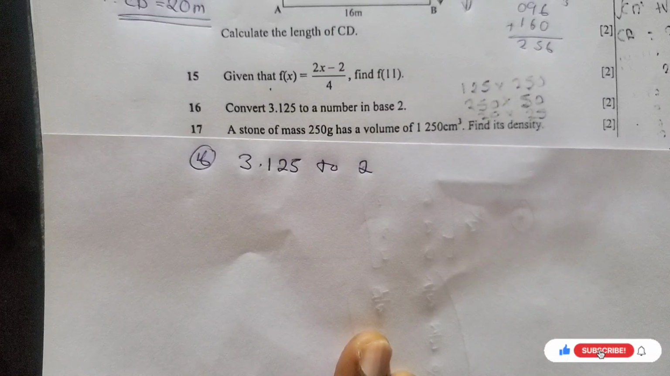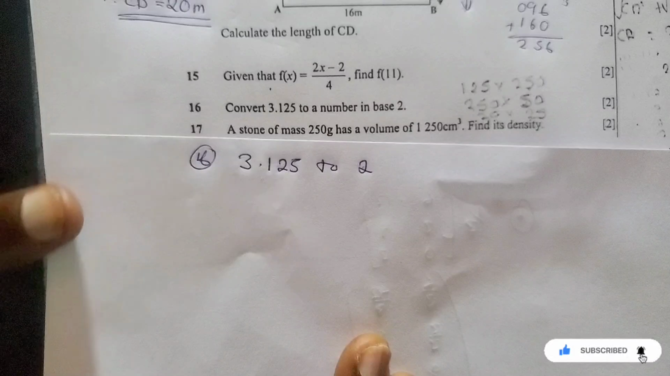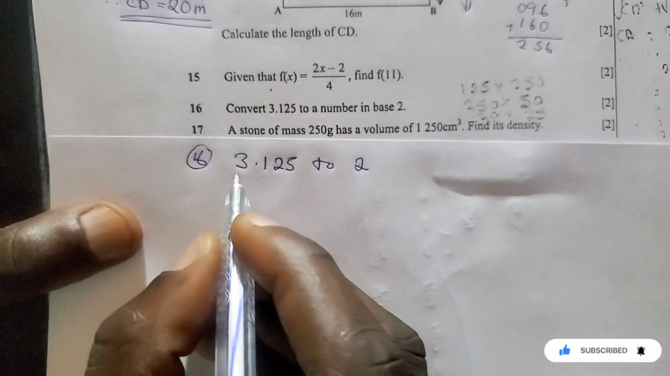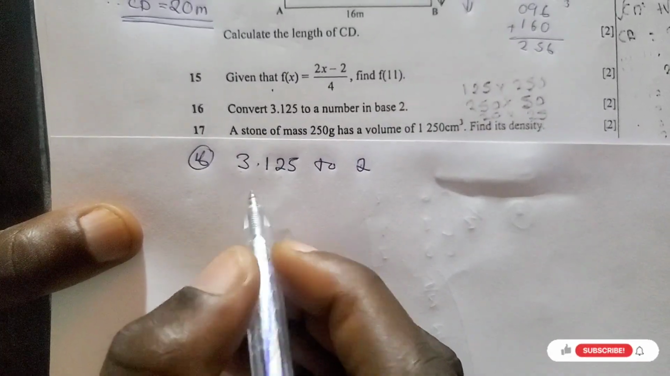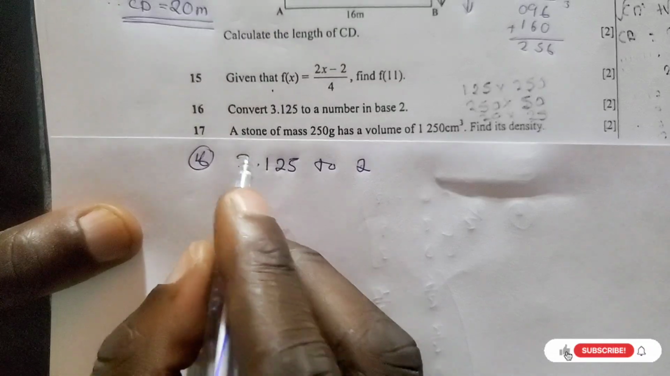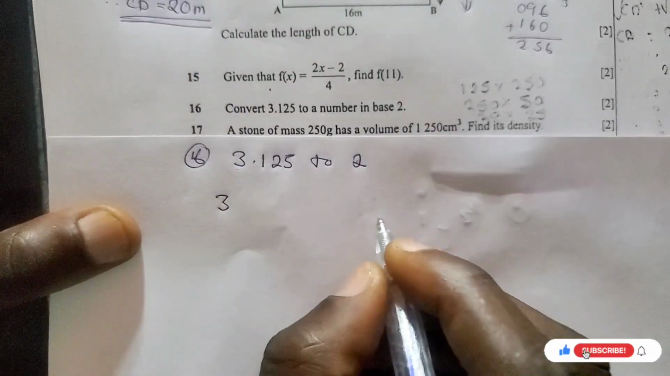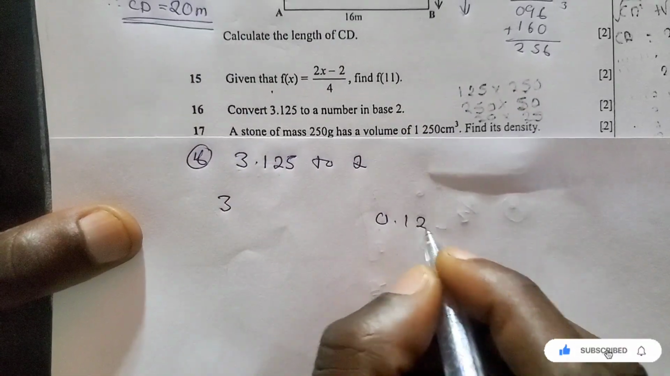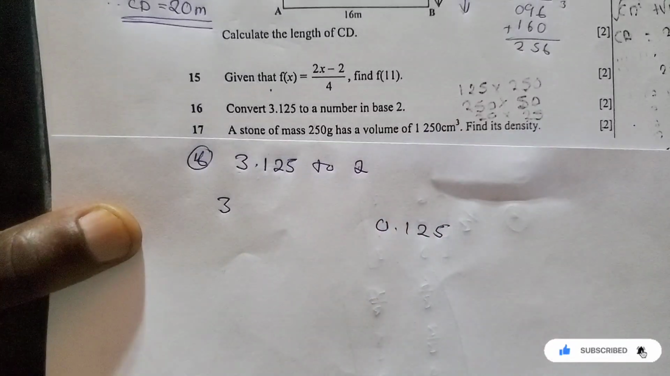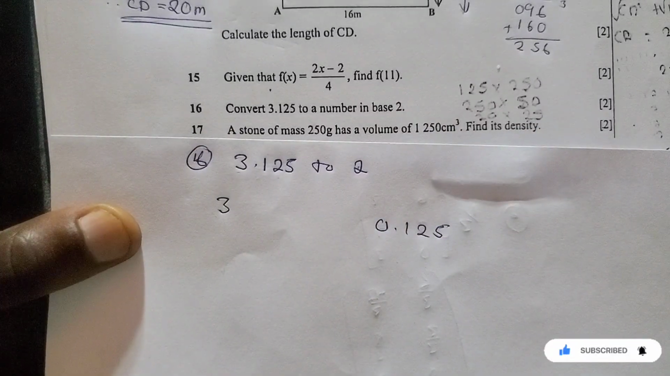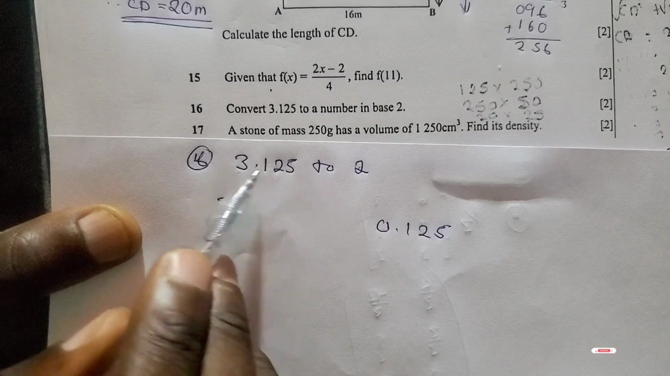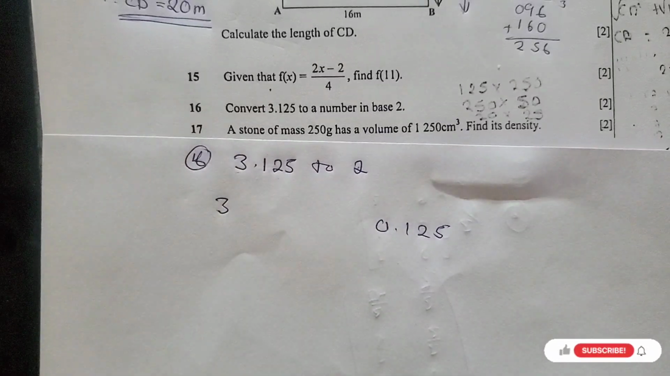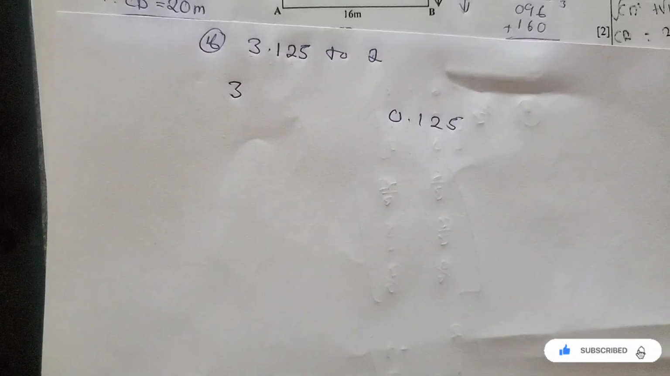Understand? So this one we solve in two ways. You have a 3 here, which is a whole number. Then you also have a 0.125. Understand these two things. You have a 0.125 and a 3 in this case. Get the point? Good.